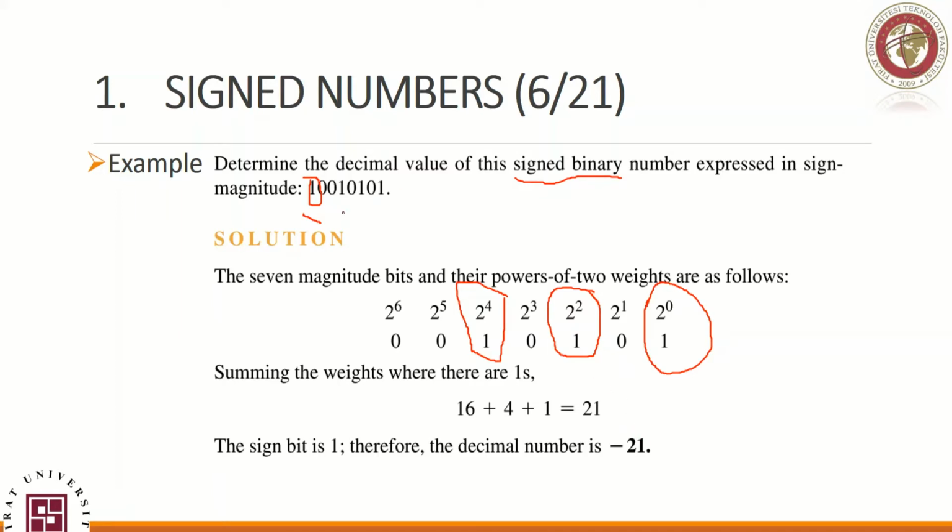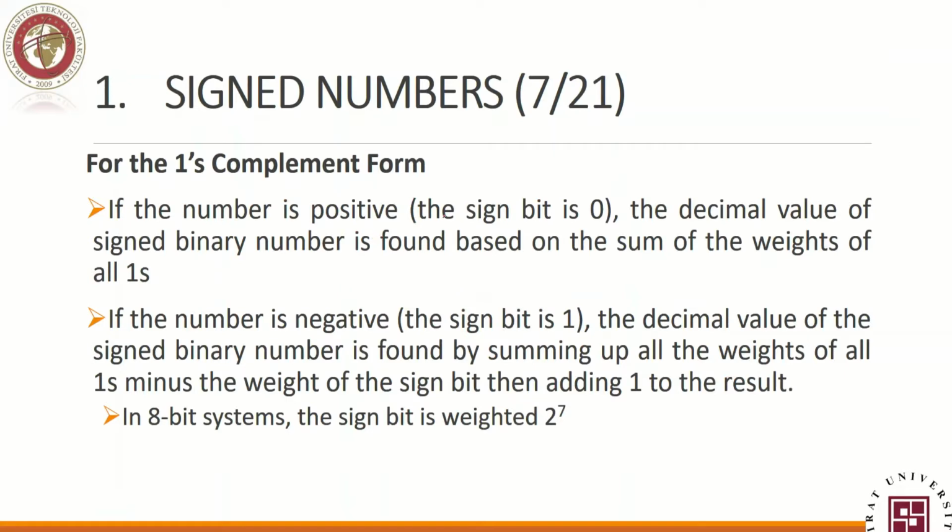So again, we find the values based on the weights, and then we assign the sign based on the sign bit. Let's take another example. I think we have one, but never mind, there are many examples coming. Assume that we have another form that comes with us, not just true and complemented.